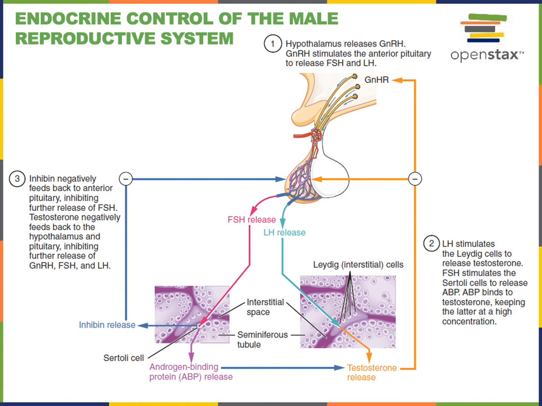Inhibin functions as a negative feedback hormone to decrease the production of follicle stimulating hormone from the anterior pituitary. And so both inhibin and testosterone have negative feedback functions, leading to a decreased production of FSH and LH as a homeostatic control mechanism, maintaining a stable concentration of FSH and LH in the blood.